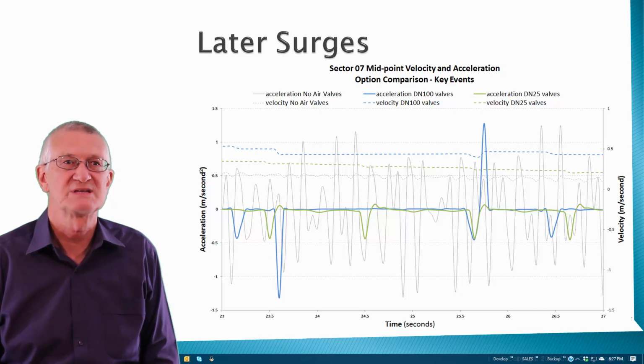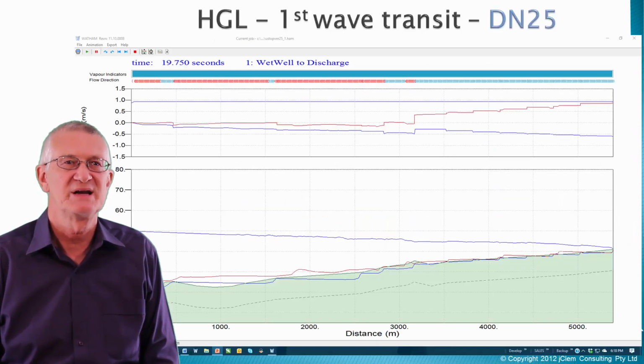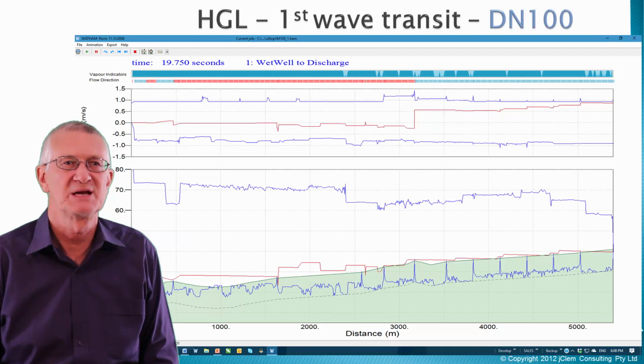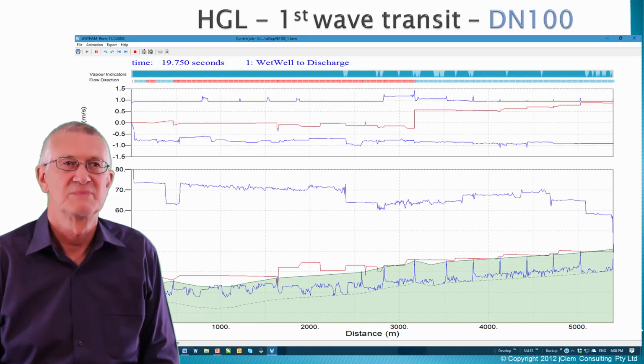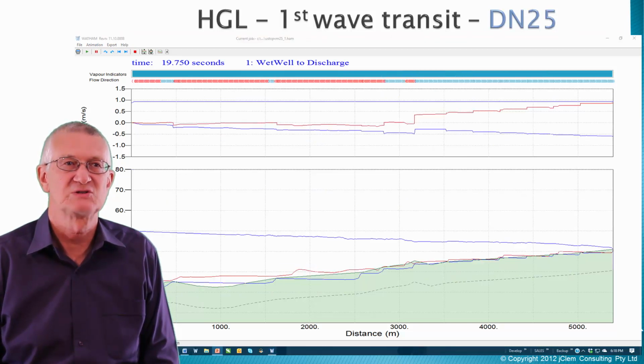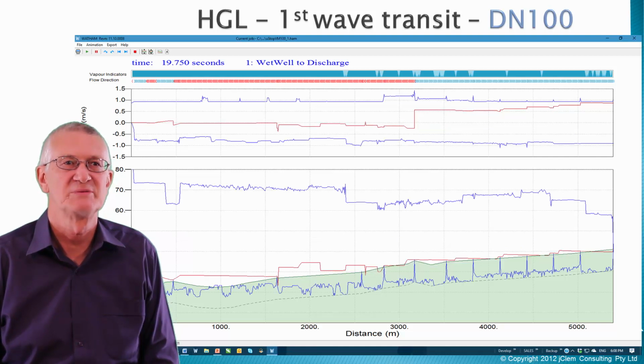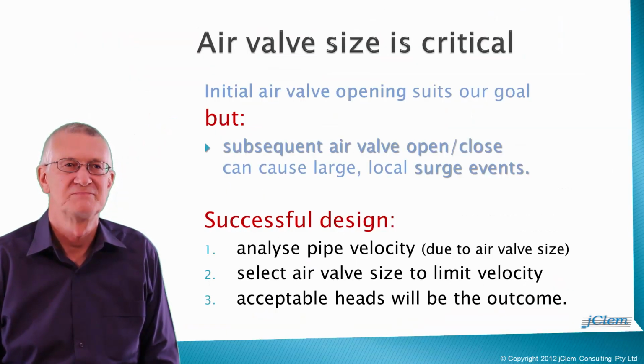To reinforce this same point, look at the difference in velocity envelopes and head envelopes between the 25mm and 100mm Ventamat valve cases, toggling between the 25mm case, 100mm case, back to the 25mm case, and back to the 100mm case. Can I rest my case?